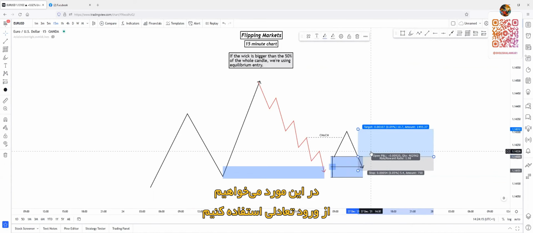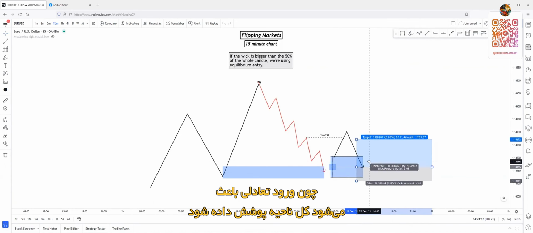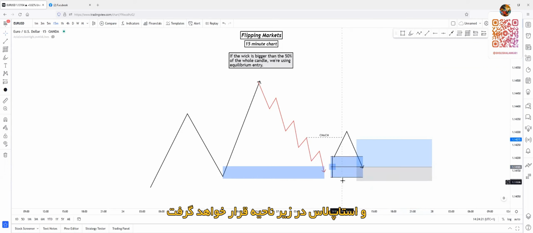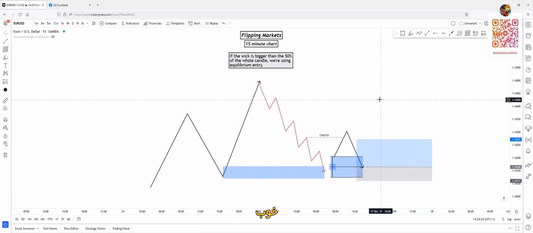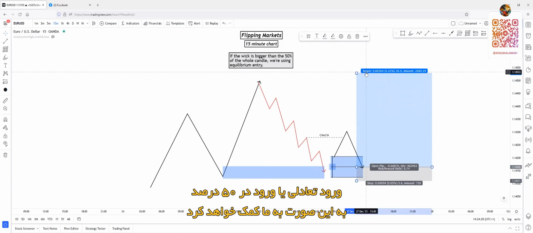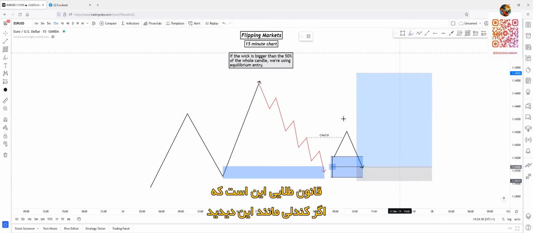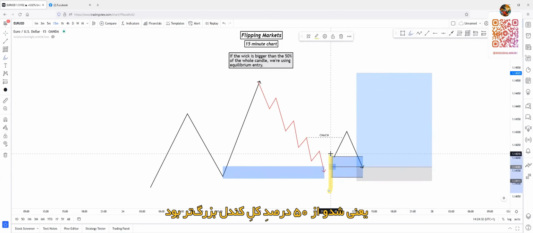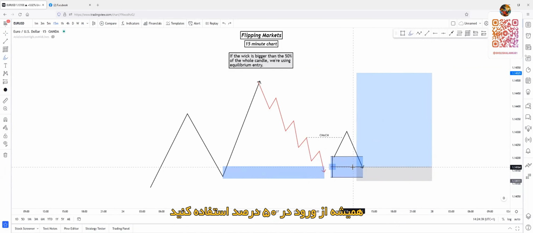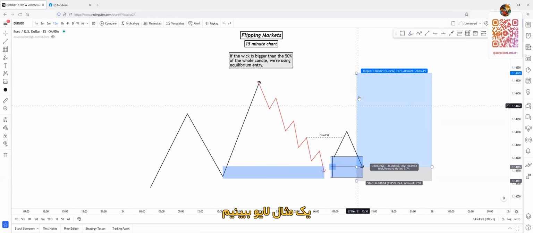So in this case, we will want to use the equilibrium entry, because the equilibrium entry will cover the whole zone and the stop loss will be just below that zone. Okay, that's how the equilibrium entry, aka the 50% entry, can help us. That's also a golden rule. If you see a candle like this, where the wick is bigger than the 50% of the whole candle, meaning there is more wick than body, we will always use the 50% equilibrium entry. That's a golden rule.